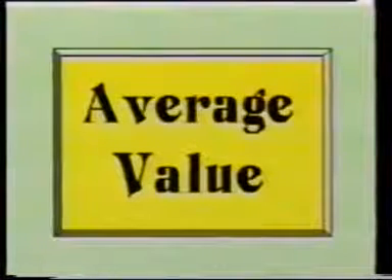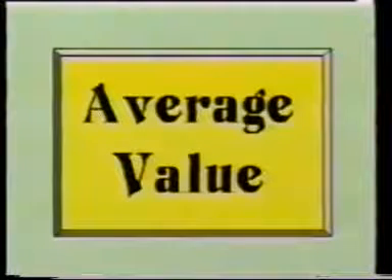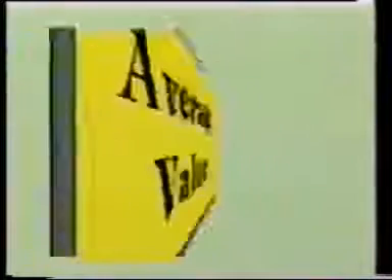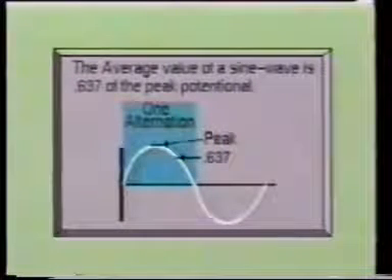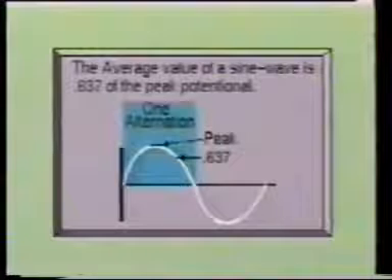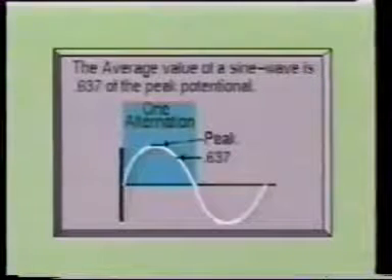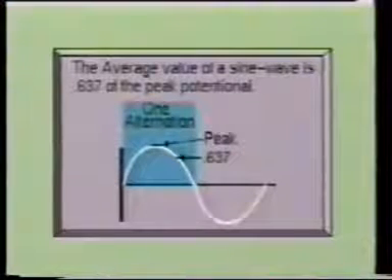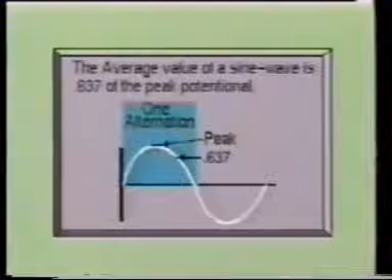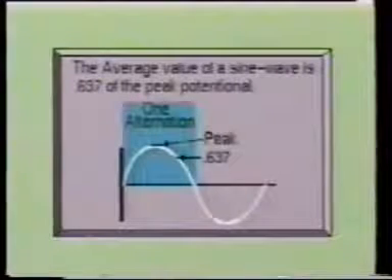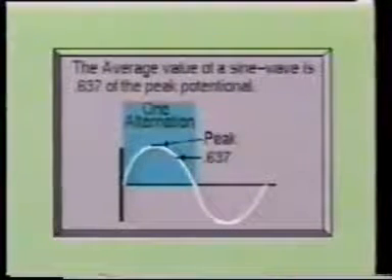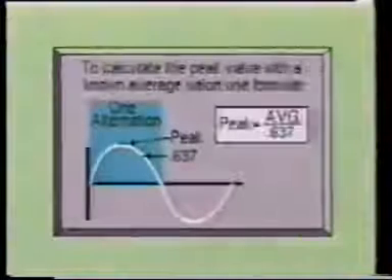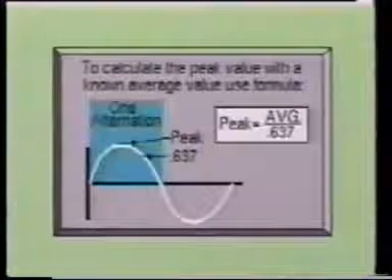Another term used in conjunction with the sine wave is the average value. The average value of the sine wave is the average height of the curve for one alternation of the sine wave. Remember, one alternation is only half a cycle. The average height of a sine wave is found to be 0.637 or 63.7% of the peak value. Therefore, to find the average value of a sine wave, you would multiply 0.637 times the peak value.